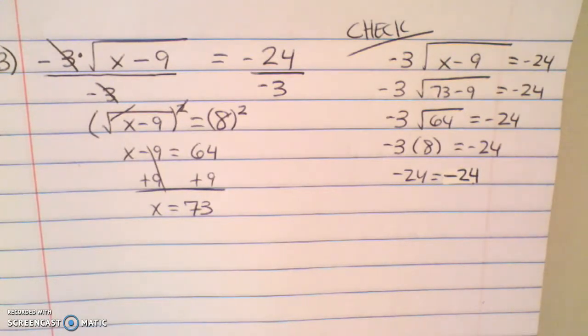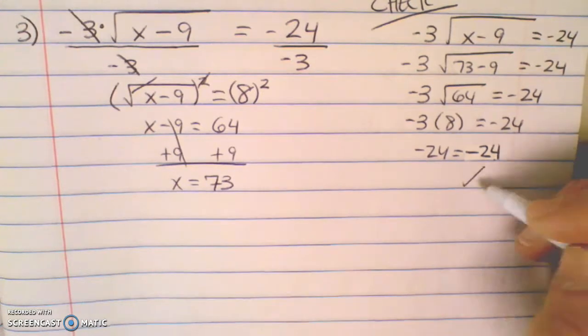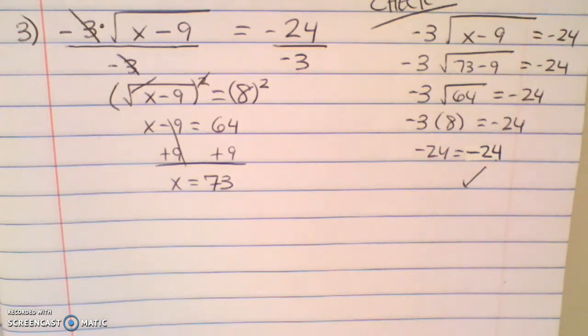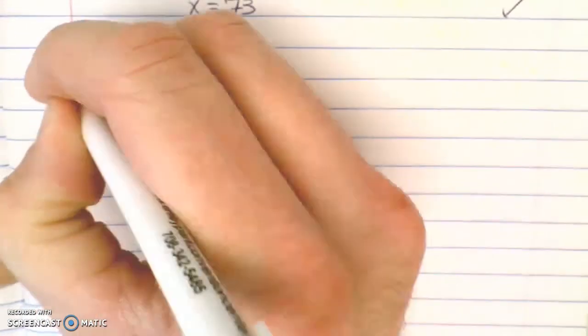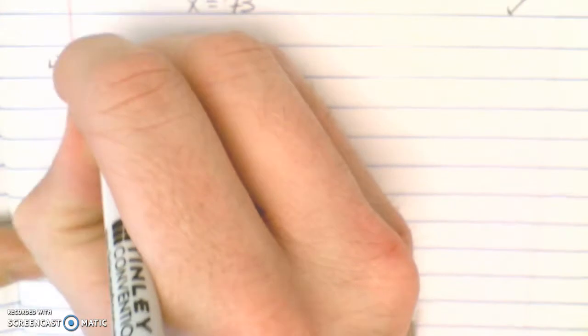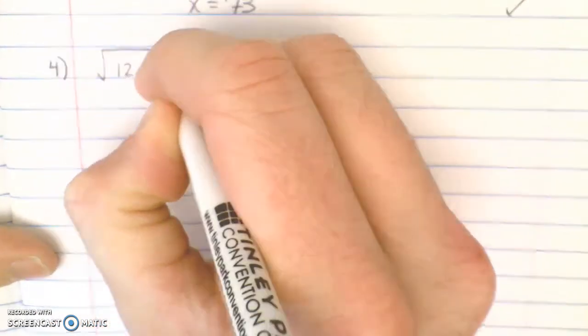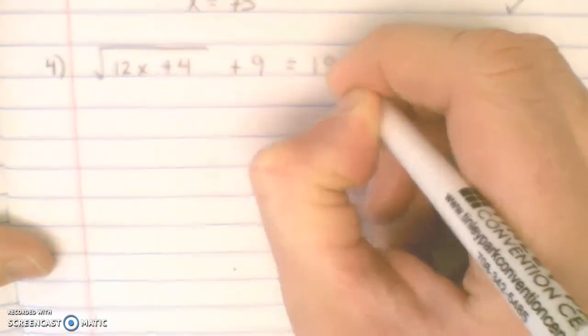And that's solving radical equations. We'll do one more example, and then you should be ready to go for your practice problems in class. All right, last problem. We have the square root of 12x plus 4, plus 9 on the outside, equals 19.